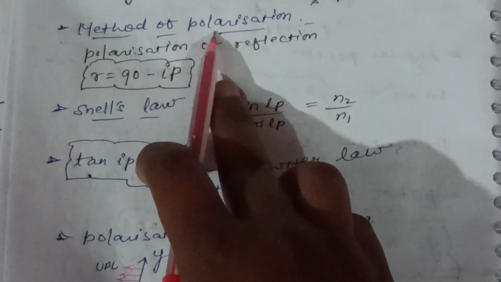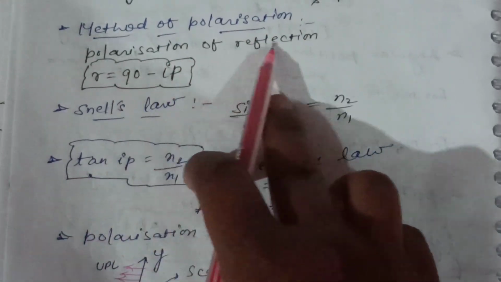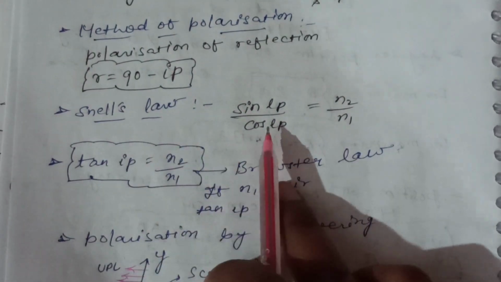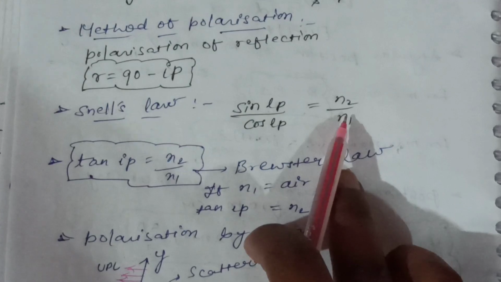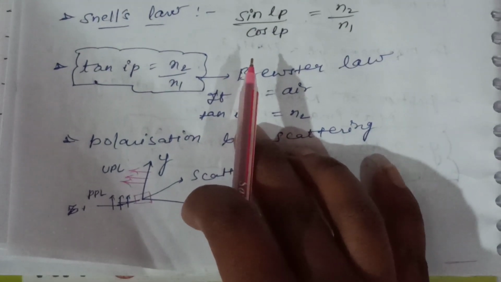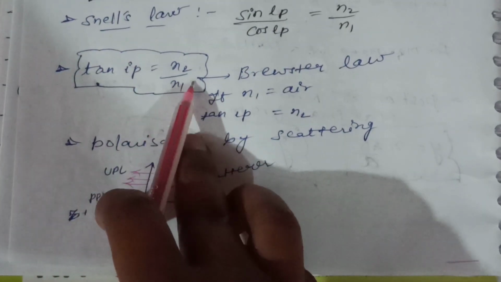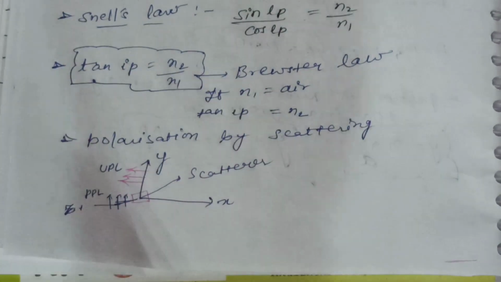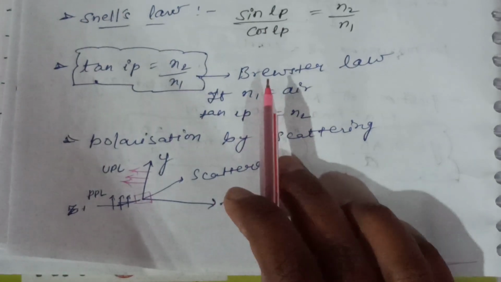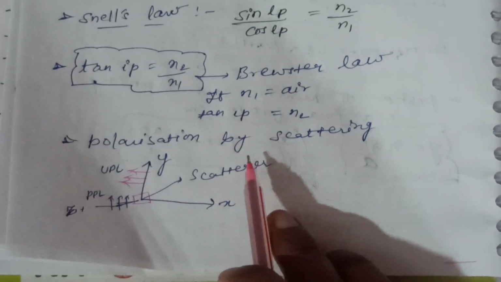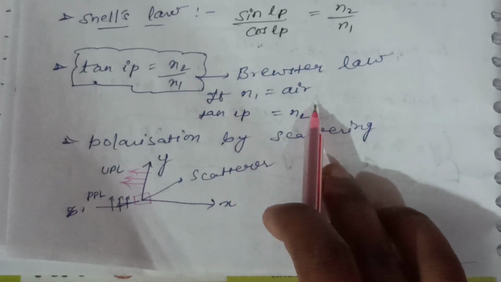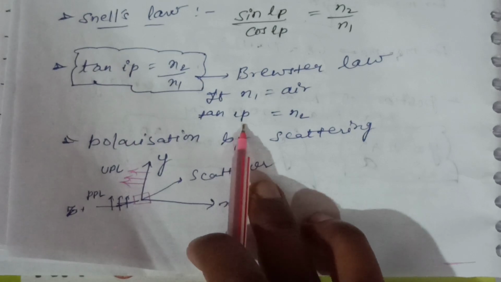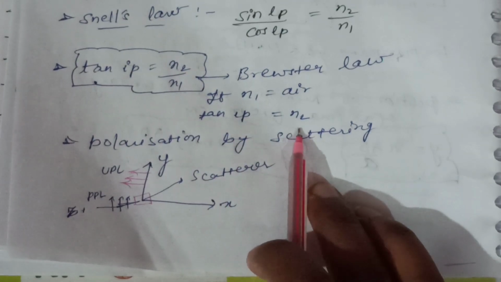Method of polarization: polarization by reflection. r = 90° − i_p. By Snell's law, sin i_p / cos i_p = n₂/n₁, so tan i_p = n₂/n₁. This is the derivation of Brewster's law. If n₁ is air, then tan i_p = n₂.